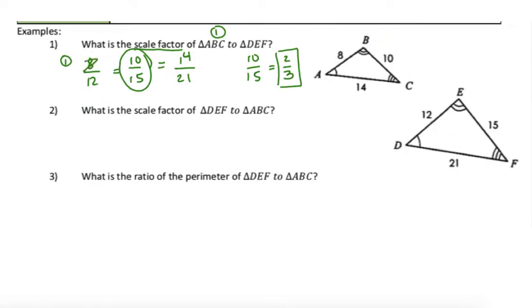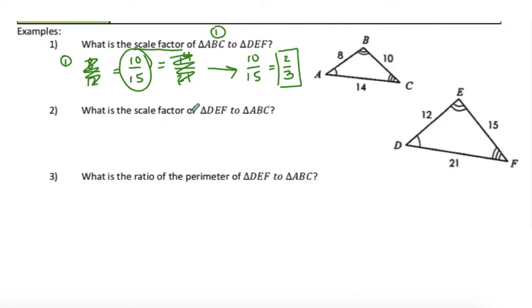It doesn't have to have all of these written out. I just wanted you to see that relationship from what we've done before with all the sides. If I only knew 2 of the sides, it would be okay as long as they're corresponding to get that simplified scale factor. On number 2, it says, now what is the scale factor going DEF to ABC?